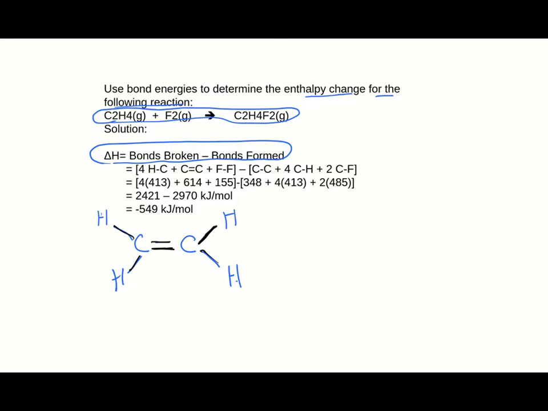Plus F2. F is in group 7. Each F atom needs 1 electron to be shared in order to be stable, or octet. C2H4F2, C2H4 and F2.